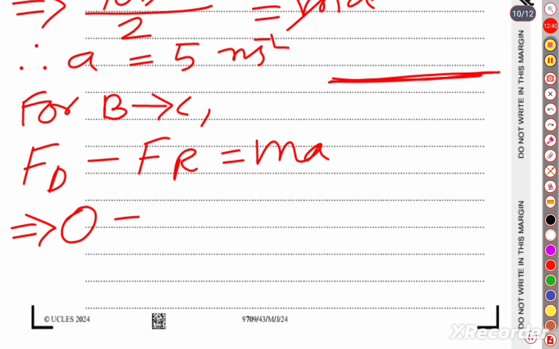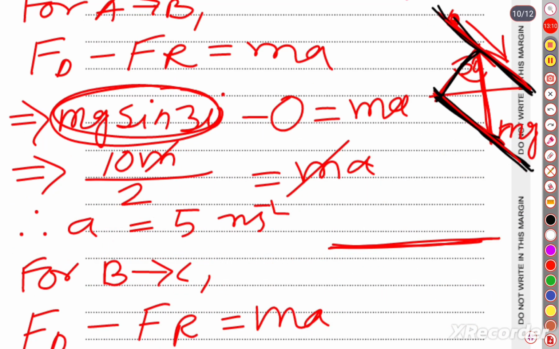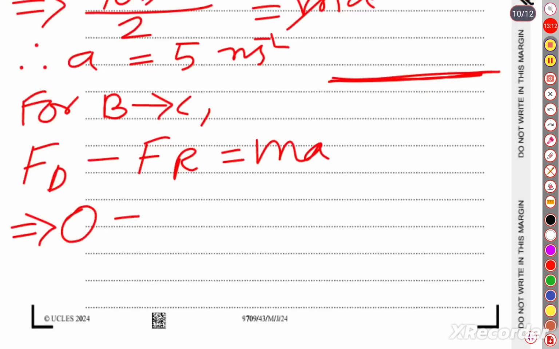We have come to know that surface BC and CD. BC is a horizontal straight line and is rough. Look, BC is rough and CD is also rough. So for a rough surface, the resistance force is actually the frictional force, and the frictional coefficient is given. Look, it's 0.1. So how do we find the resistance force of a rough surface? That is mu R. So let's write mu R.